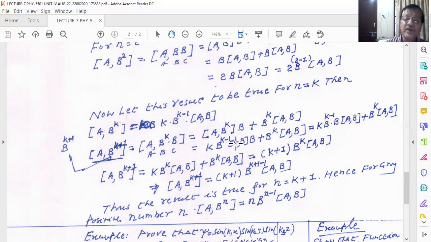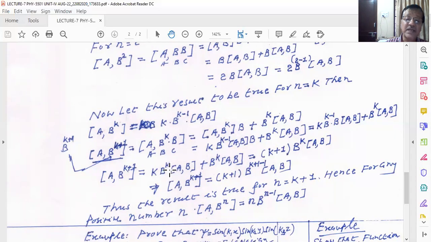So if the commutator of A and B commutes with B, I can write down k b to the power of k minus 1, and I write this commutator law, and this is b to the power of k times the commutator of AB. So you see, I get this term. So I can write k b to the power of k minus 1 into b, that is b to the power of k, times the commutator of AB.